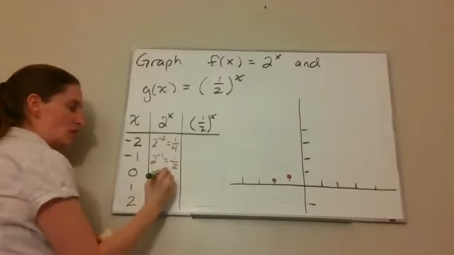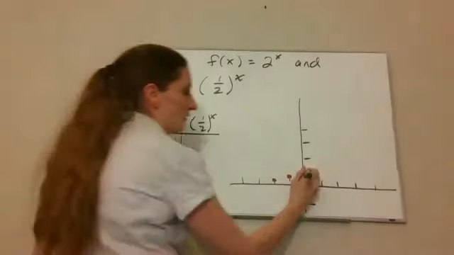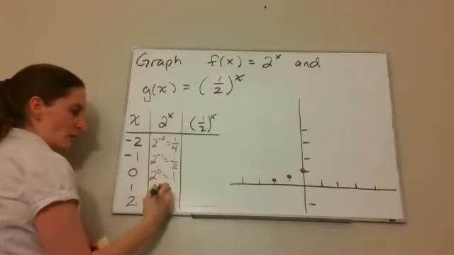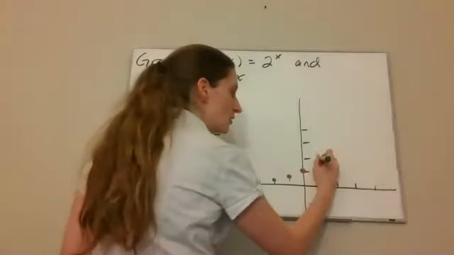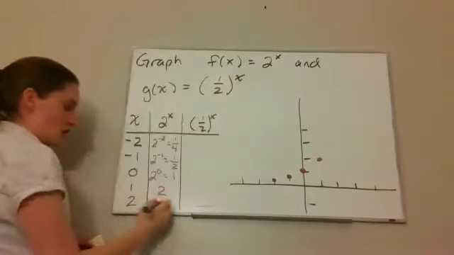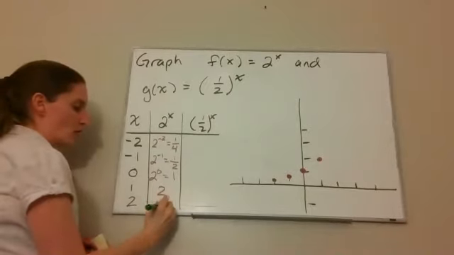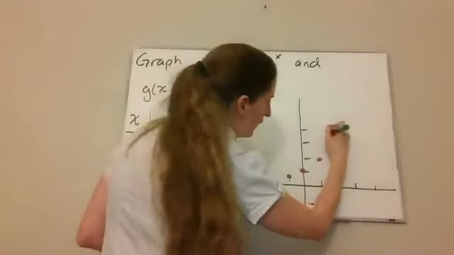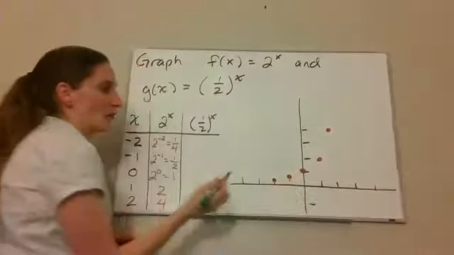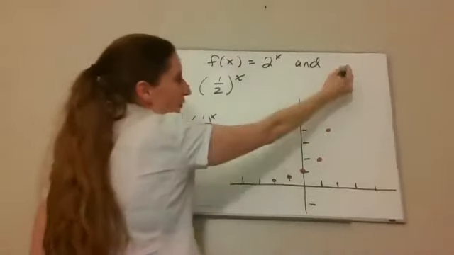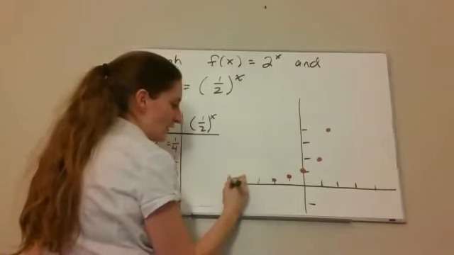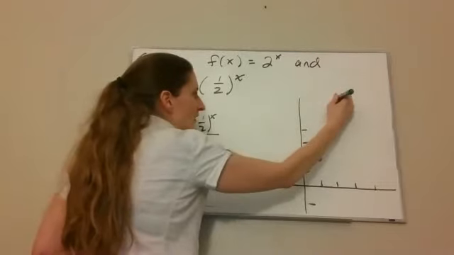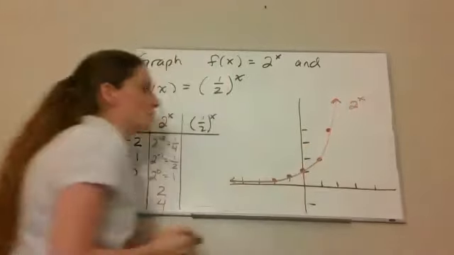At 0, I get 2 to the 0, which is 1. At 1, I'm going to get 2 to the first power, which is 2. And at 2, I'd get 2 squared, which is 4. If I were to get more points, when I plug a 3 in, I would get 2 to the third, which is 8, which is way up there. So connecting these points with a smooth curve, I get this is the graph of 2 to the x.